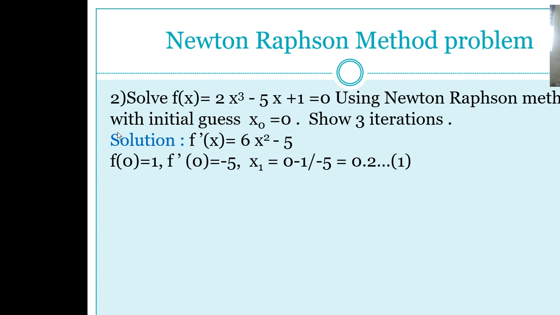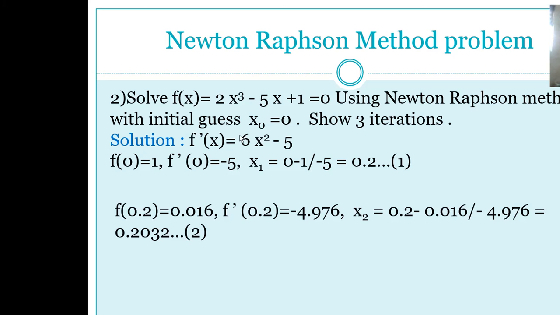Now put x equal to 0 and evaluate: the function value becomes 1. This f'(x) evaluated at x equal to 0 is minus 5. The correction in value is 0 minus 1 upon minus 5, so the new value becomes 0.2. Moving further, we evaluate the function at 0.2 and the first derivative at 0.2, and we get these two values. The new corrected value x2 becomes 0.2032.